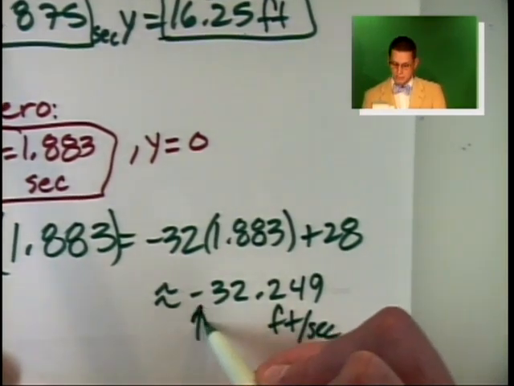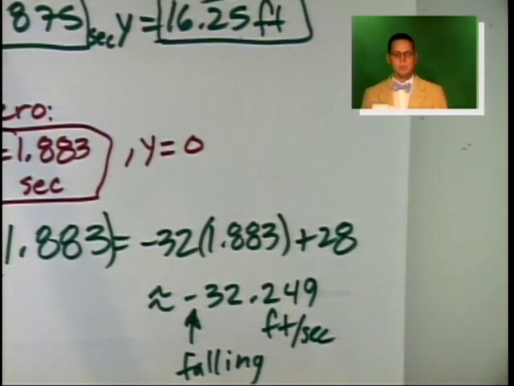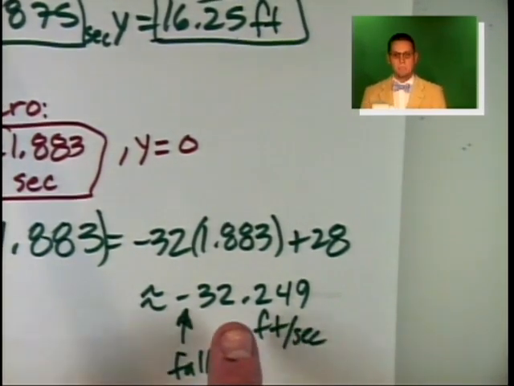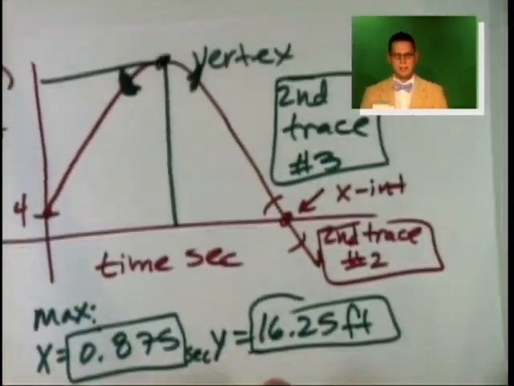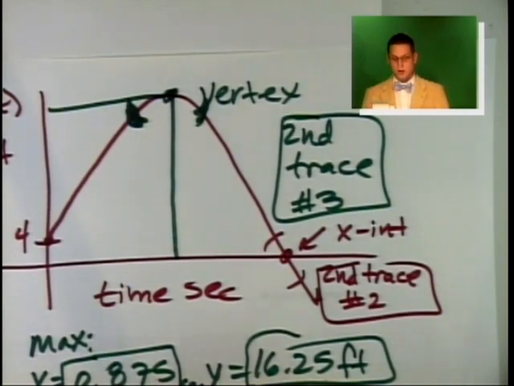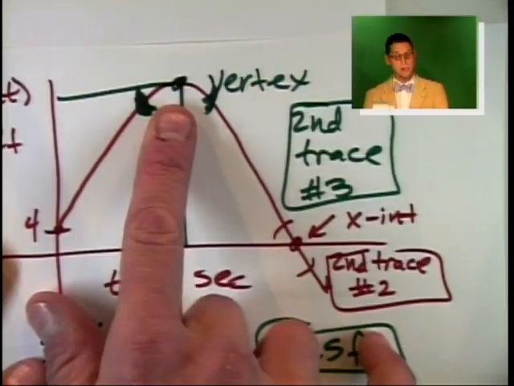Now the negative just means that it's falling. The distance between where it is and where it's going is decreasing. So it's hitting the ground at 32.249 feet per second. Almost a little bit faster, speed-wise, than how fast we threw it up into the air. So again, nice application of parabolas and using the vertex.